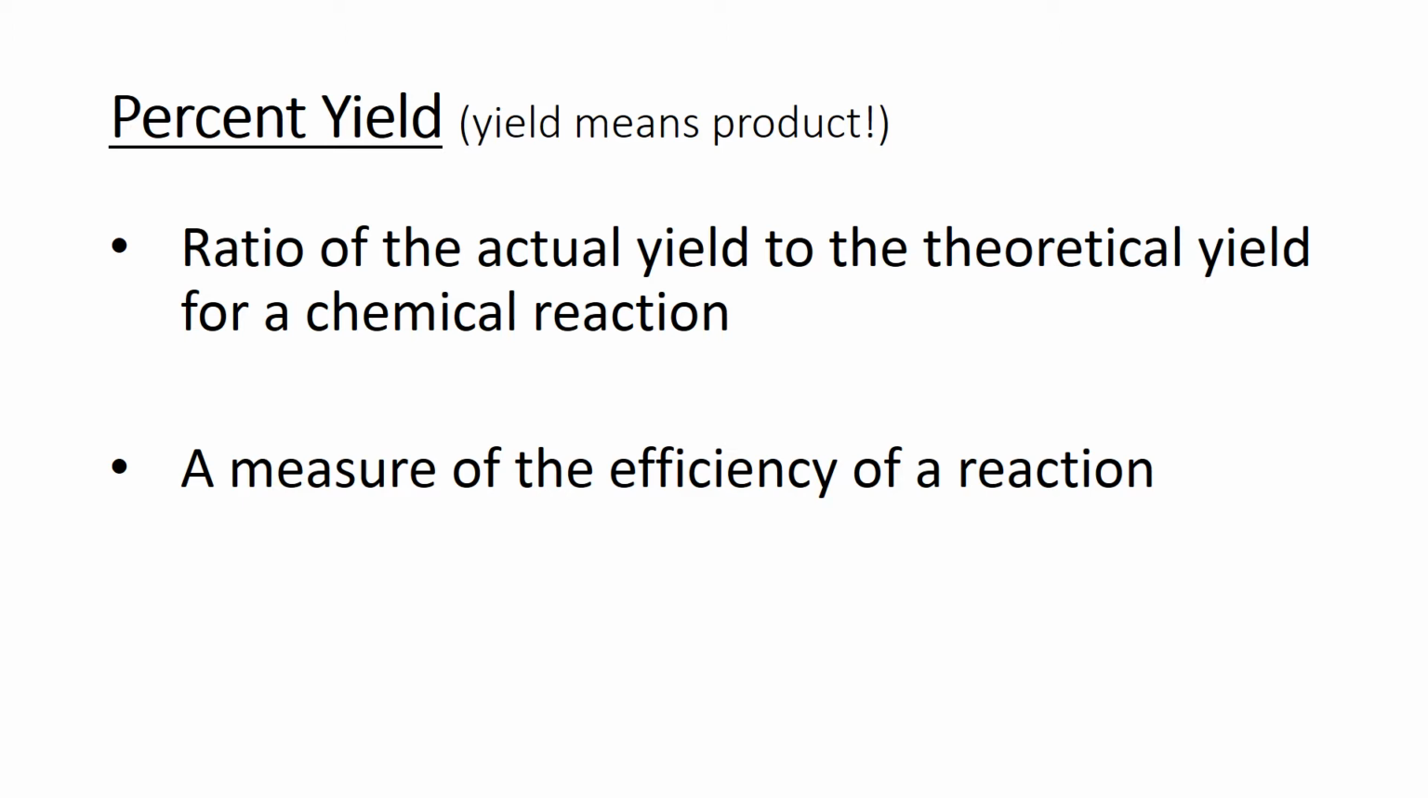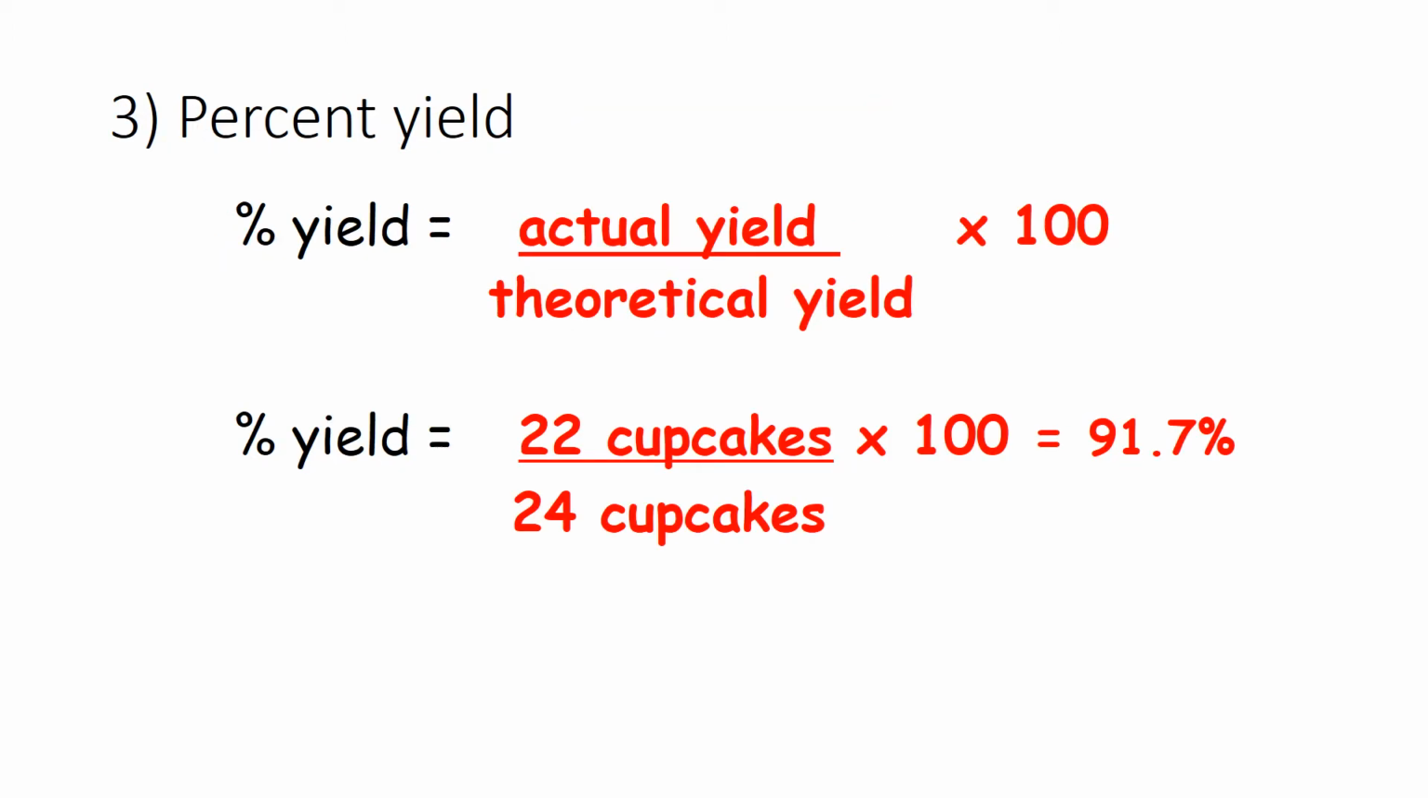So how do we relate the two yields we learned about, actual and theoretical, to this percent yield? As I mentioned, it's a ratio. So we're going to look at the actual yield right here divided by the theoretical yield, and then we'll multiply that by 100 to turn it into a percent. So using the example I've already given you with the cupcakes, the 22 cupcakes that I actually made, that's my actual yield, divided by the 24 cupcakes that the box said it was going to make, that's our theoretical yield. 22 over 24 times 100 yields about 92% yield.